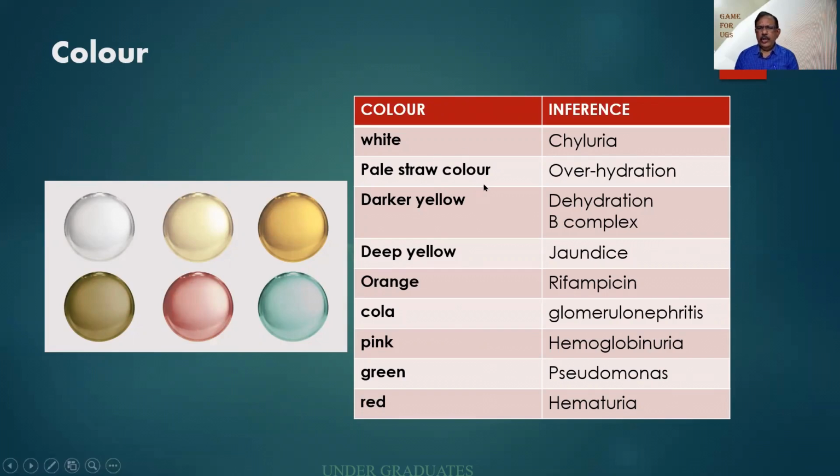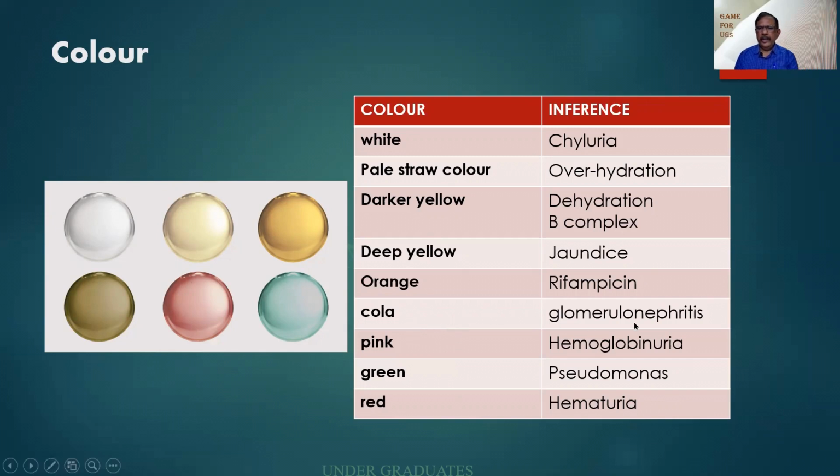Pale straw-like color when there is overhydration. When it is diluted, it becomes very pale. Even the straw color is not obvious. It becomes darker yellow in a case of dehydration and on administration of B complex. Very deep yellow in jaundice. Orange colored in rifampicin. It can be quite frightening. In fact, we had been advised to warn the patient about this particular color and not to panic.